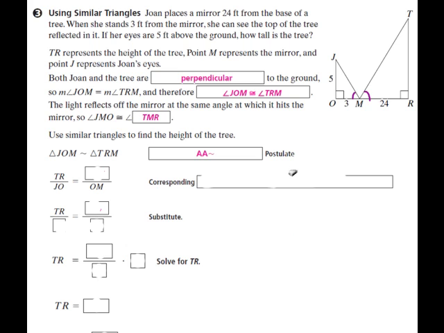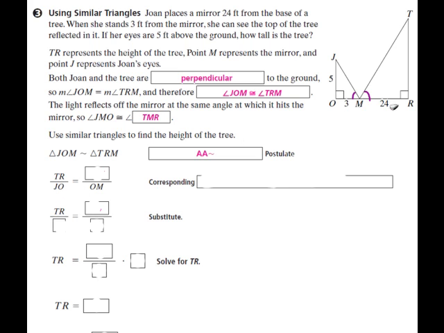Now, if we look at these, what are we trying to find? The question wants to know how tall is the tree. Well, that means we want to find this length here, TR. So if we're going to set this up, we can set up a proportion. We know that TR corresponds to JO, right? TR and JO in our two similar triangles.